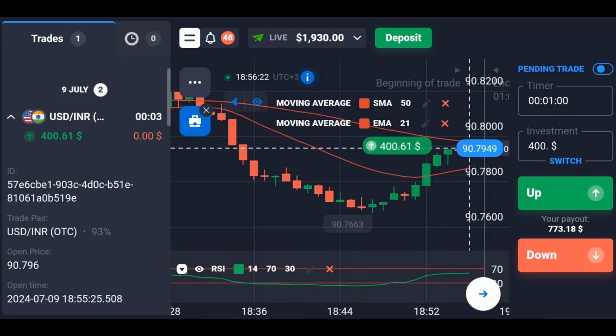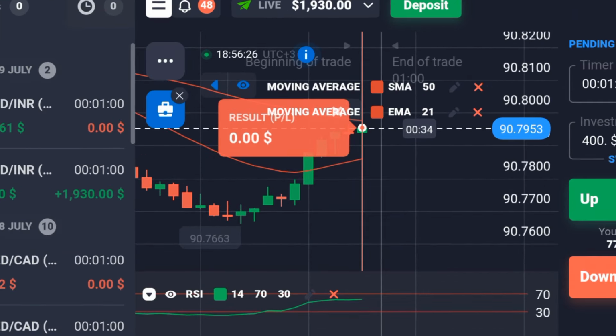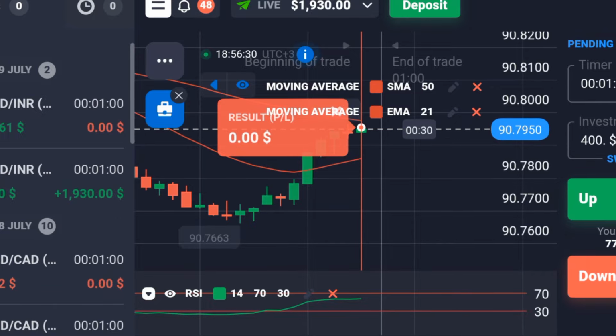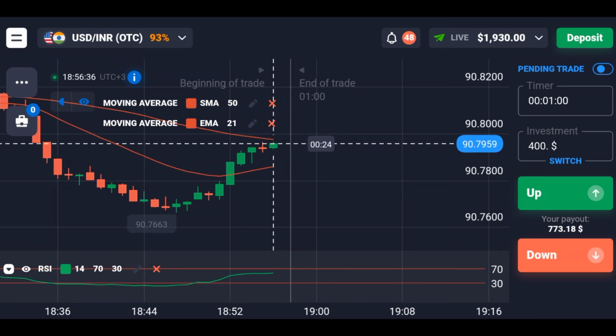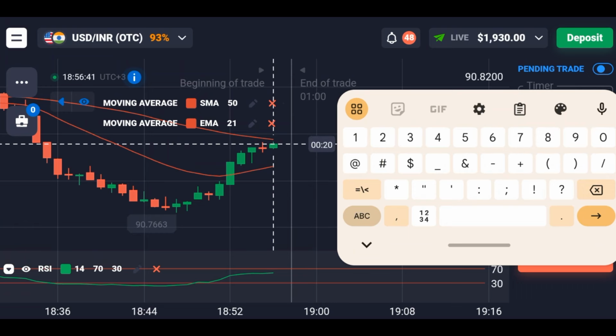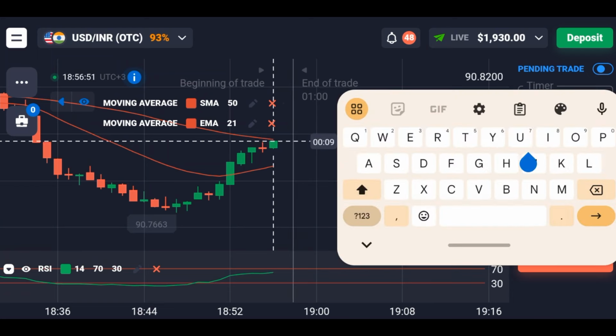5 seconds. 4, 3, 2, 1. And that has just closed in a loss. So for the next trade we'll do $930. I want to get to $3,000, then I stop this until tomorrow. So $930 for the next trade.